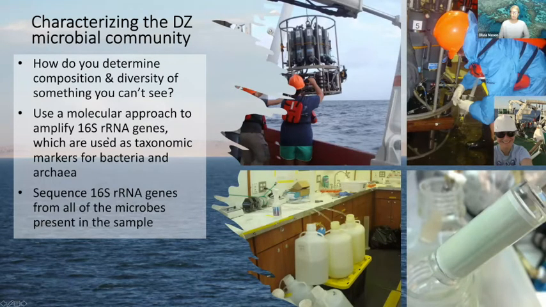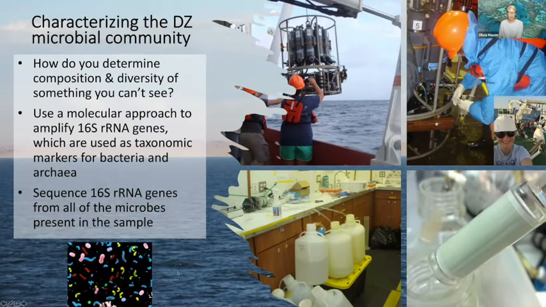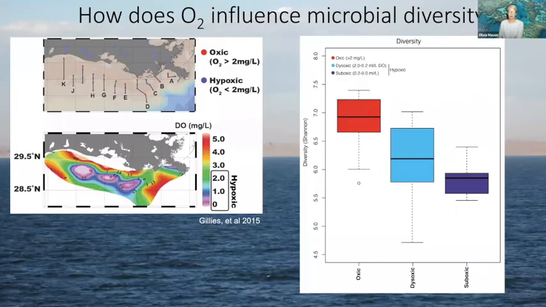So we use this gene, we amplify it from each of the microbes in this sample, and then we sequence each of these 16S rRNA genes. And then we look at patterns of abundance and diversity. We have to use a molecular approach because we can't just look at a sample and count and tell you what microbes are there and what they might be doing.